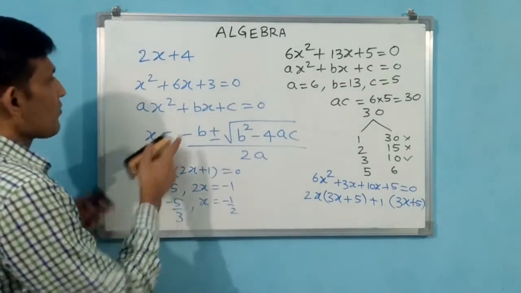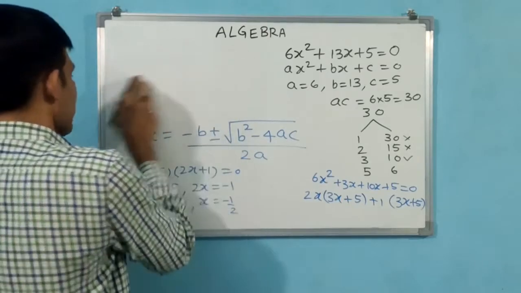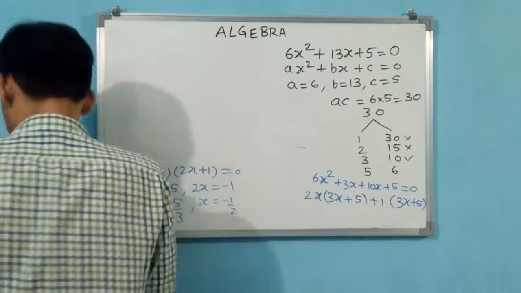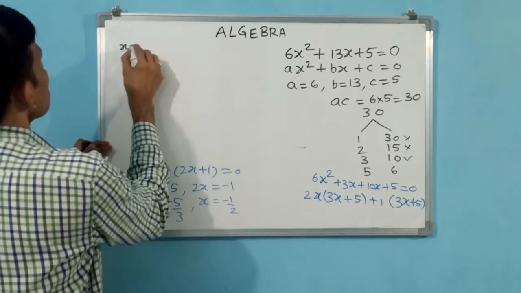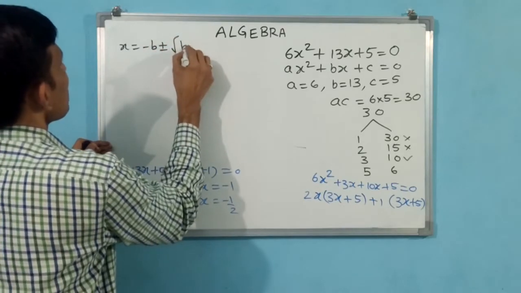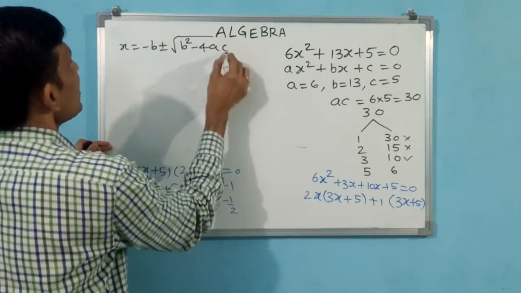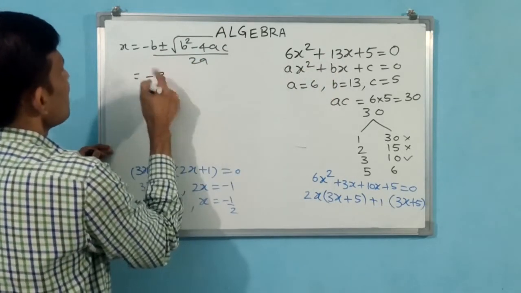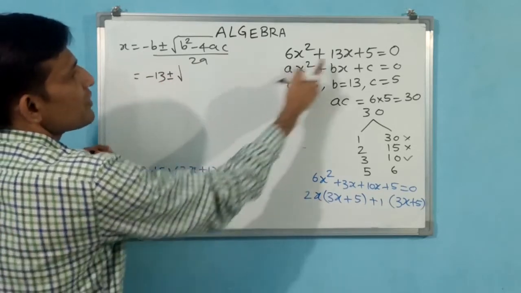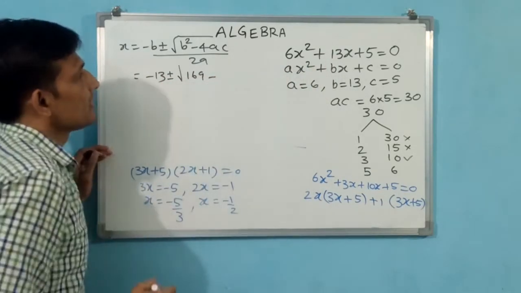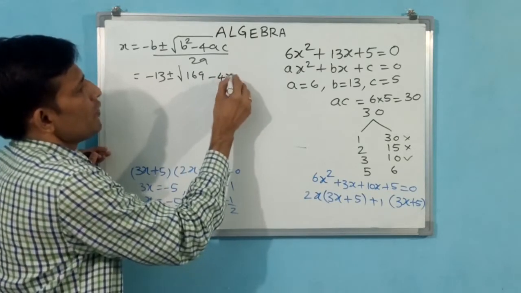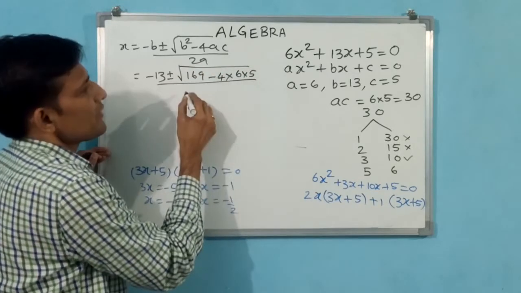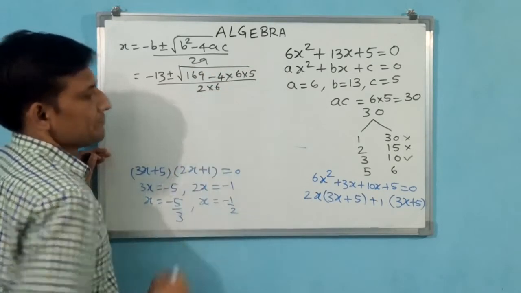Okay. We see this formula also and we compare. This formula I am going to write on top. X is equal to minus b plus or minus square root of b square minus 4ac by 2a. Okay. Now I am going to take b as minus 13. Why? Because minus b is there. Plus or minus square root of b square, 13 square 169, minus 4ac, 4 into 6 into 5, by 2a, 2 into 6. Okay.